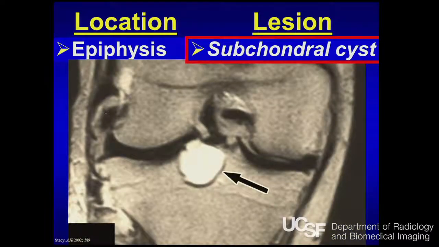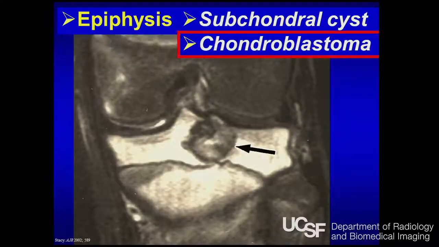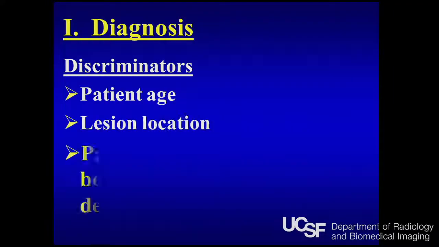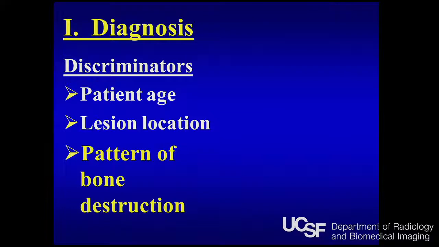And then in the epiphysis, the differential becomes quite narrow again. Namely, we think about a subchondral cyst most commonly when we see something that looks like a cyst. But if we see a lesion in the subarticular bone that looks low in signal intensity on T2 weighted images, we'll think about a chondroblastoma in a skeletally immature patient. And when it involves both the epiphysis and adjacent metaphysis, we'll think about giant cell tumor of bone. Okay, patient age, lesion location.